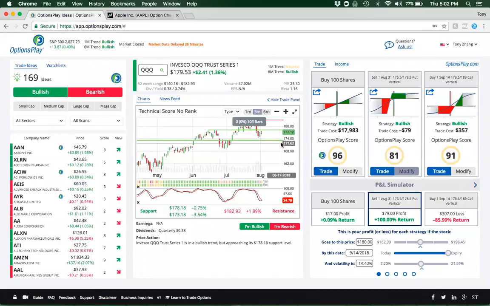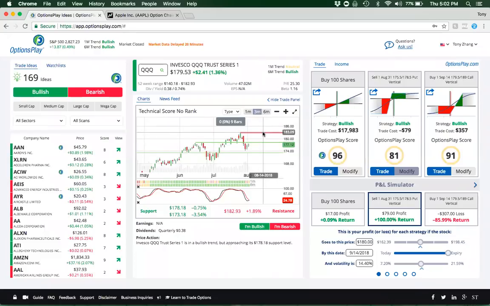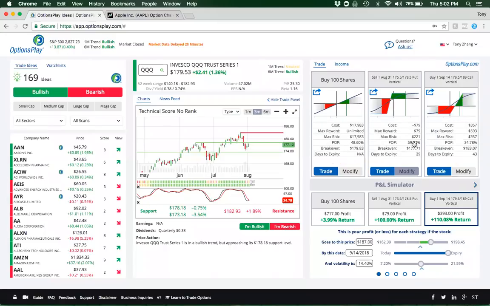But if you're pretty confident that this thing's going to go back above that high and it's going to go to 186, 187, then you might want to buy that debit spread, because as you can see here, you're going to make a significantly higher return on the debit spread than you are on the credit spread. Here you're only making $79. Here you're making $393.